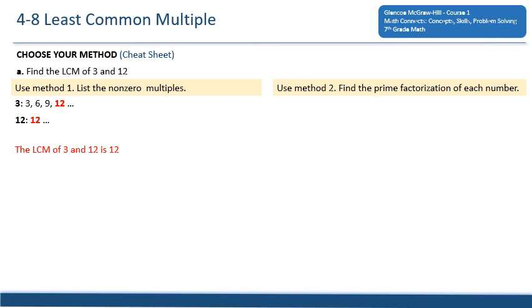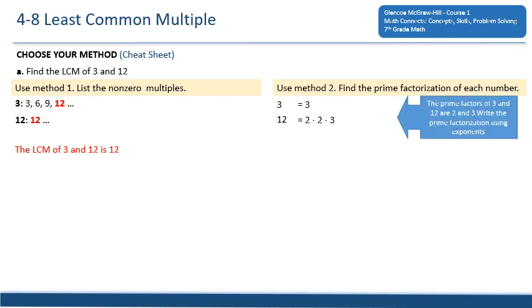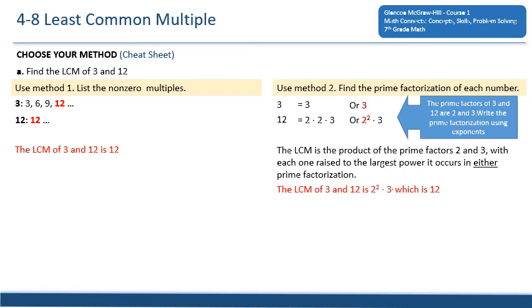Use method 2, find the prime factorization of each number. So for 3, the prime factor is 3. And for 12, the prime factors are 2 times 2 times 3. So the prime factors of 3 and 12 are 2 and 3. Write the prime factorization using exponents. So the least common multiple of 3 and 12 is 2 squared times 3, which is 12.